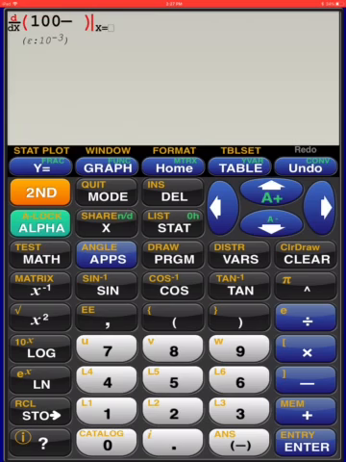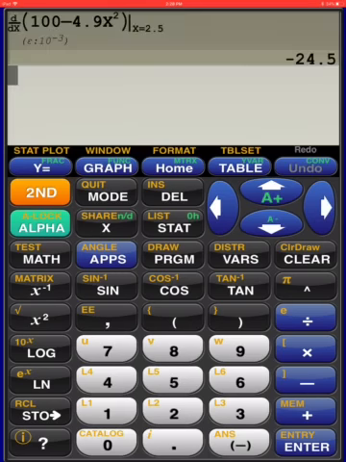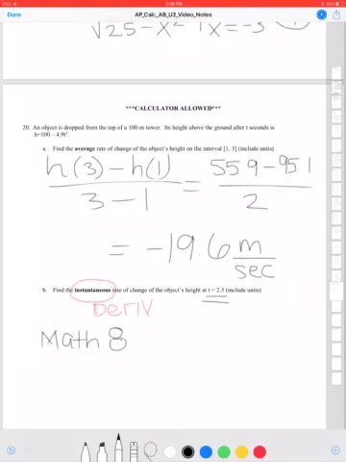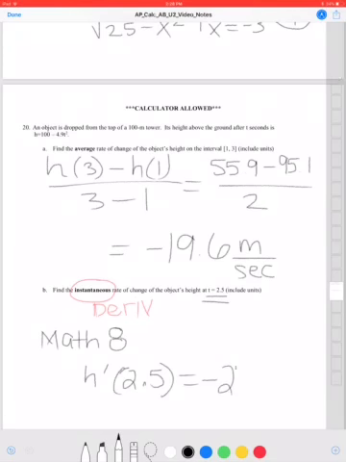All right, our function, which was 100 minus 4.9 t squared, or in this case x squared, and we want to know at time 2.5. All right, that gives me negative 24.5. So negative 24.5 is going to be my h prime of 2.5. And again, meters per second.